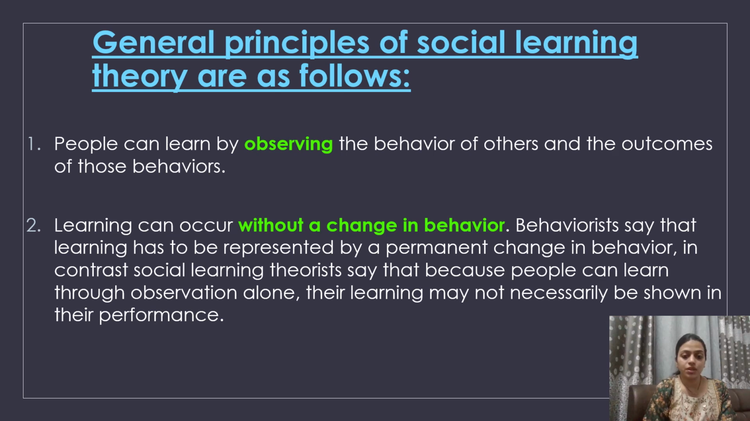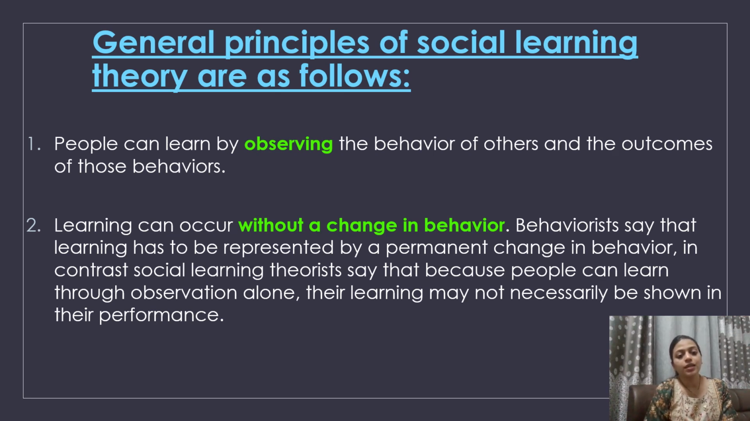The general principles: People can learn by observing the behavior of others and the outcomes of those behaviors. A simple example I'll give you. If you're standing outside the HOD's room and you need permission for something, but you see that the HOD is scolding the student who's already inside, will you go directly after them right away? No. You'll wait for some time. Probably you'll wait for your HOD's mood to become good rather than entering right away. So you've observed the behavior of other people and the outcome of those behaviors. So you're acting wisely now.